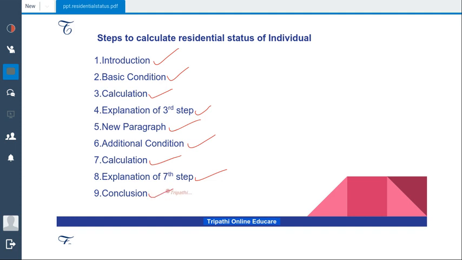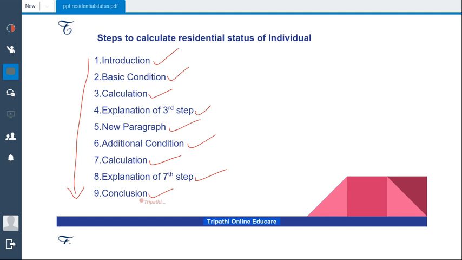And the last step, conclusion. Now here you will have to conclude whether he is resident and ordinary resident, or resident but not ordinary resident. If you are following all these steps from step number 1 to 9, then your conclusion cannot be non-resident of India.